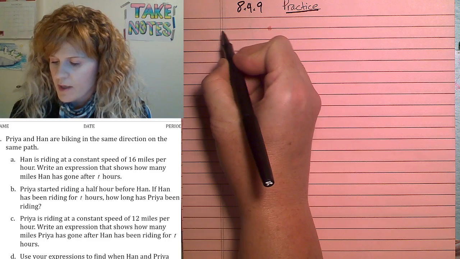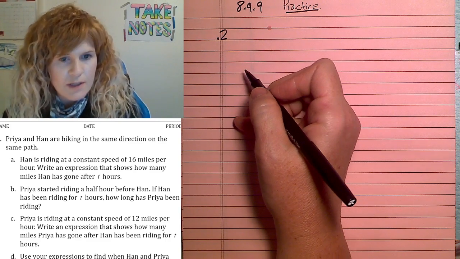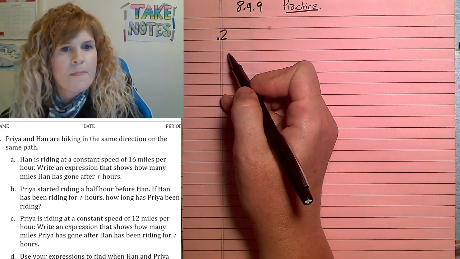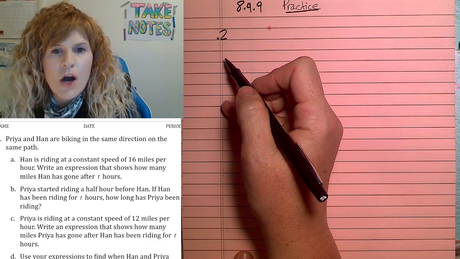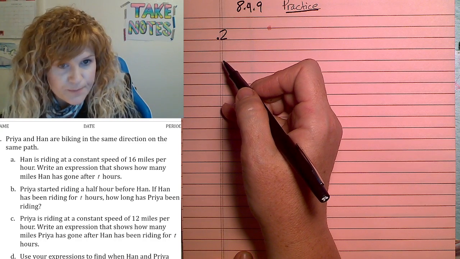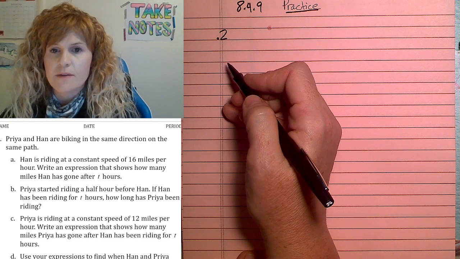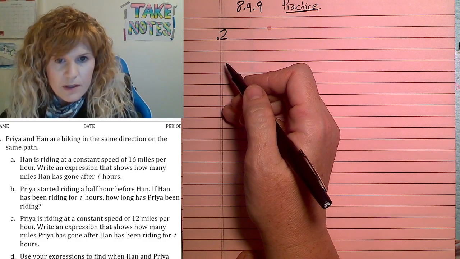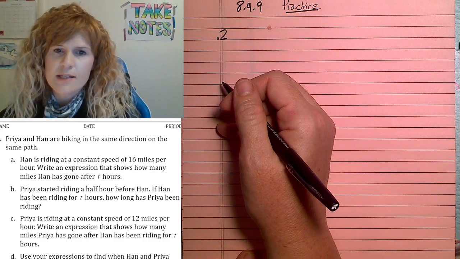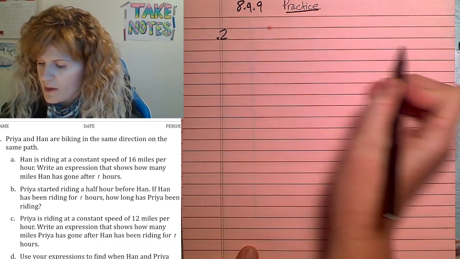And I'm now working on problem number 2, which, as you can see on your screen, has a lot of information. Let's read through it together. Priya and Han are biking in the same direction on the same path. Han is riding at a constant speed of 16 miles per hour. Write an expression that shows how many miles Han has gone after T hours. Okay, so right away we're getting into it.